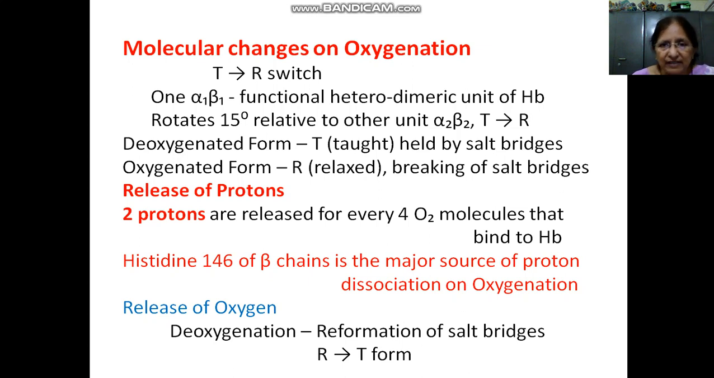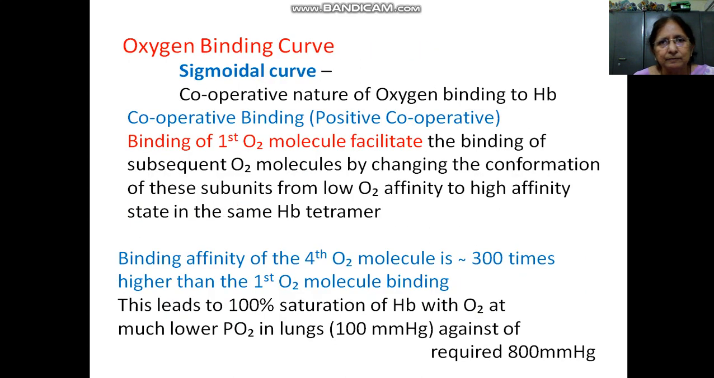Now with oxygenation, two protons are released and they bind to the hemoglobin, and the source of these protons is the histidine 146 of the beta chains. Now when the oxygen is released, the hemoglobin changes from the R form to the T form, the salt bridges are reformed, and this again changes to the deoxygenated form.